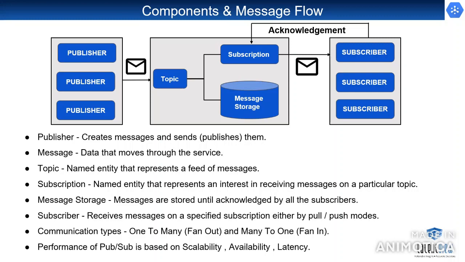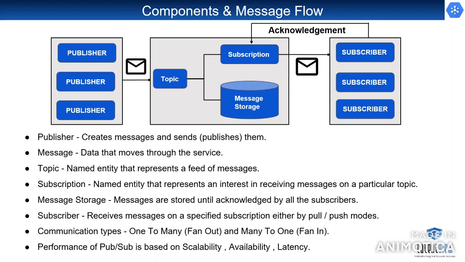Again, the communication between publisher and subscriber happens in two different ways. That is many to one, which is also called fan in, and one to many, which is also called fan out. In case of many to one, there are many publishers, that is more than 2 publishers, and only 1 subscriber. If a single subscriber wants to receive messages from 2 different publishers, it can be achieved by creating 2 separate subscriptions for the separate topics of each publisher. So this is how many to one works.